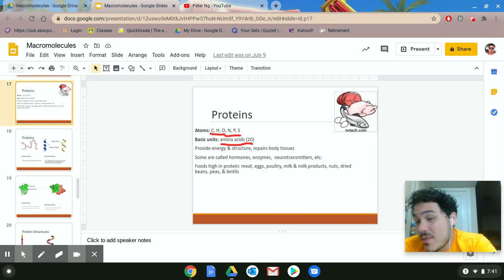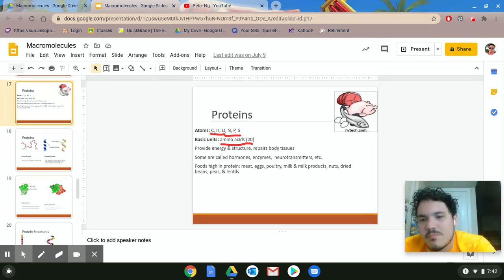Some proteins go by other names, depending on the complexity and depending on their structure. Some are called hormones, as we're going to learn in the endocrine system. Some are called enzymes, which we're going to talk a little bit about in this unit, and then again in the digestive system. And then some are called neurotransmitters, which not sure how many of us have heard of before, but we'll talk all about that in the nervous system. These are tiny, tiny chemicals that are released to help communicate between neurons.